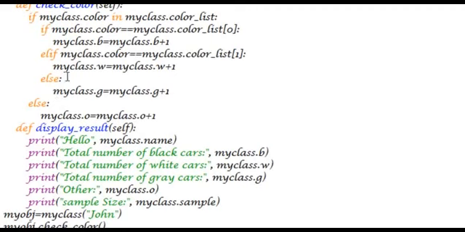The other two functions are check_color and display_result. So I have done that by typing in the name of my object, myObj, then a dot, and then the name of the function, check_color. This is for the first function, and similarly display_result for the second function. So let me execute this program and show you guys the output.